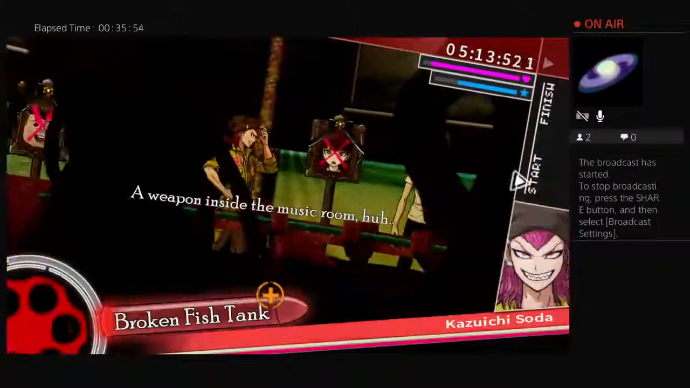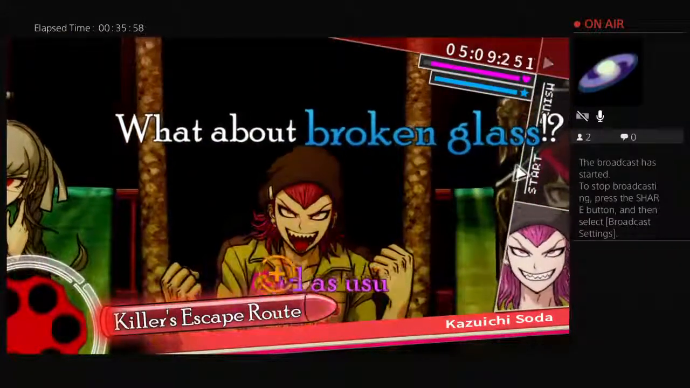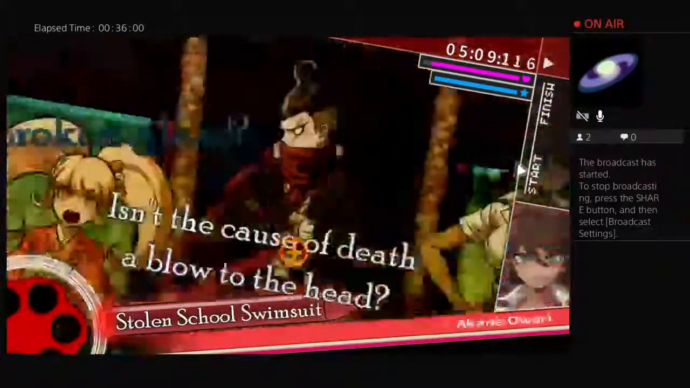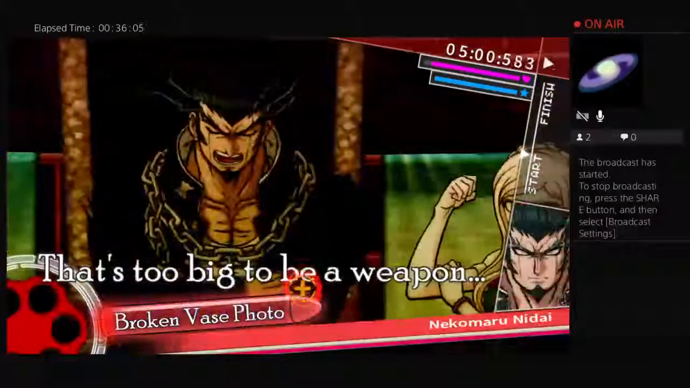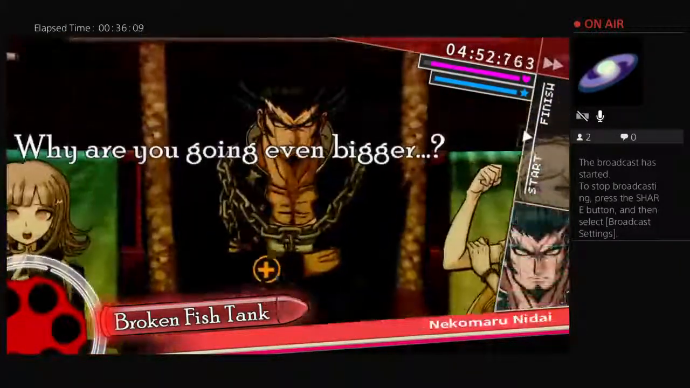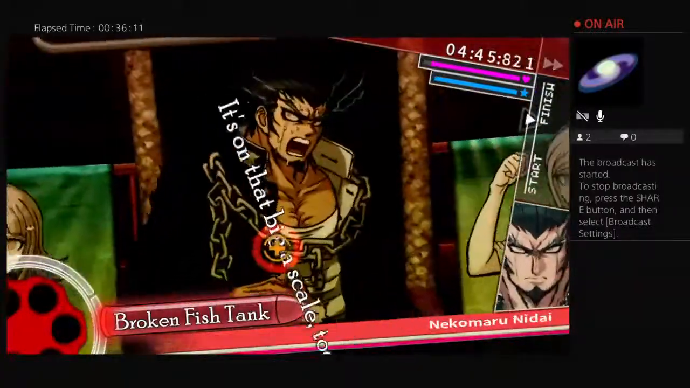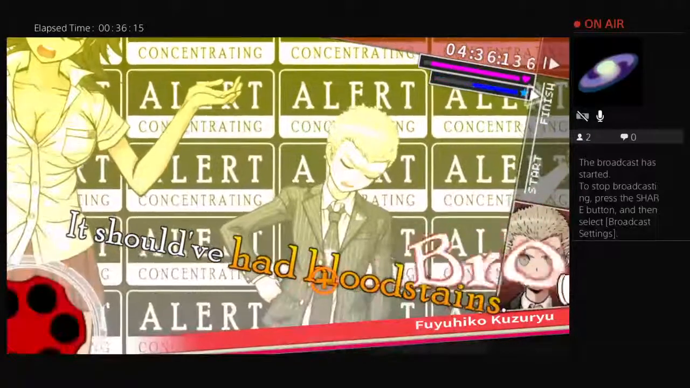A weapon inside the music room, huh? What about broken glass? Isn't the cause of death a blow to the head? Think you attacked her with the fish tank. That's too big to be a weapon. Then the piano. Why are you going even bigger? The investigation. It's on that big a scale. How about beating her with gravel? If it's a weapon that was used to... It should have had bloodstains.